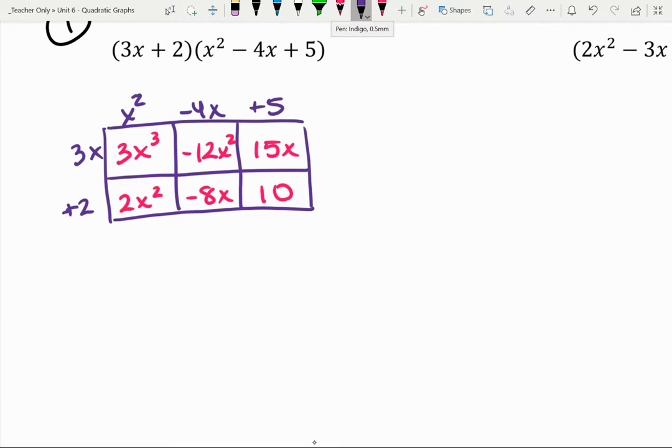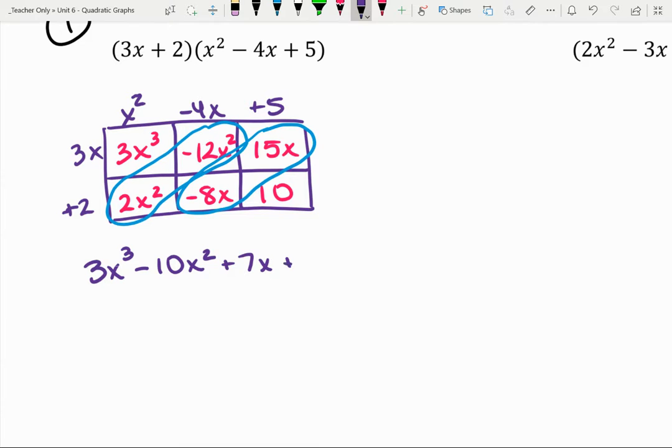So when I write out all of my pieces, you might be noticing that you've got like terms kind of already, right? They're kind of standing out there, the x squared and the x, whereas the x cubed and the 10 are just kind of doing their own thing. So you could potentially combine those automatically, right? 2x squared and negative 12x squared make negative 10x squared. 2 minus 12 makes negative 10. Negative 8x and 15x make a positive 7x, and then plus 10 at the very end.